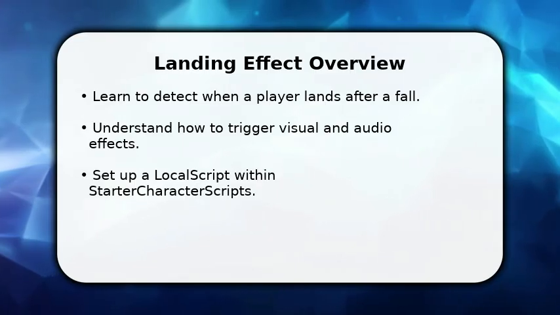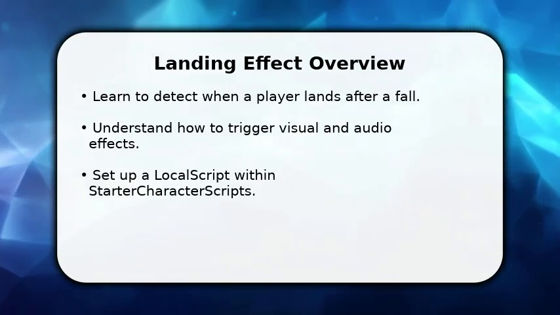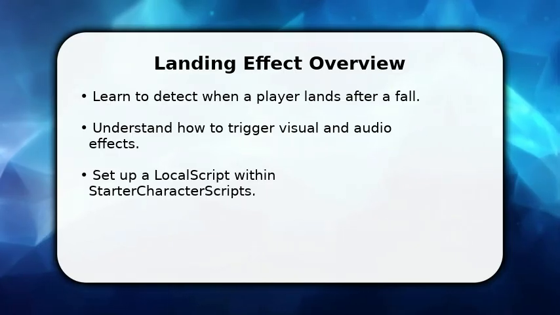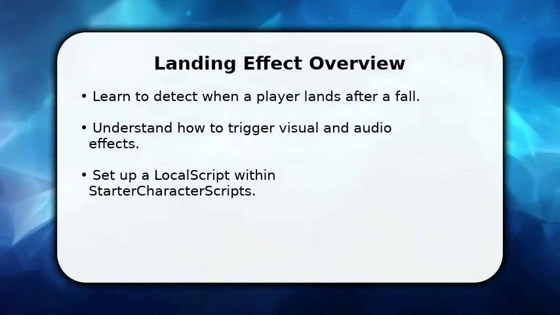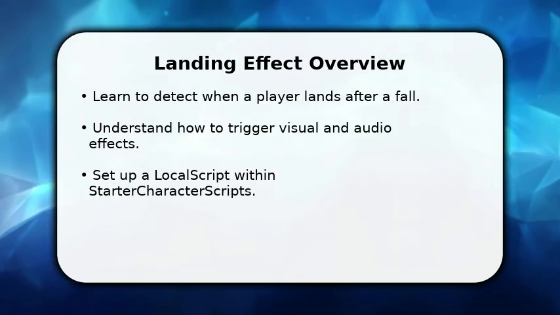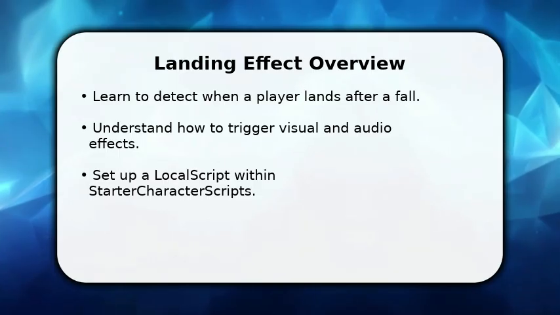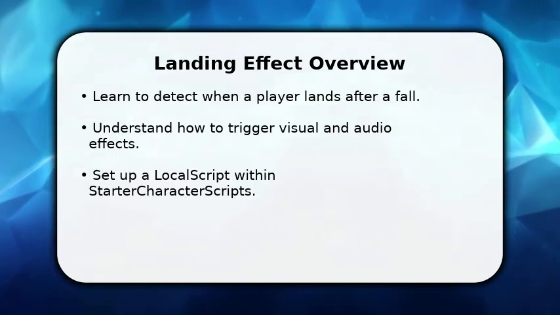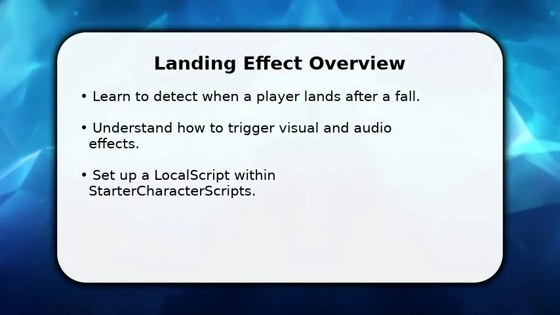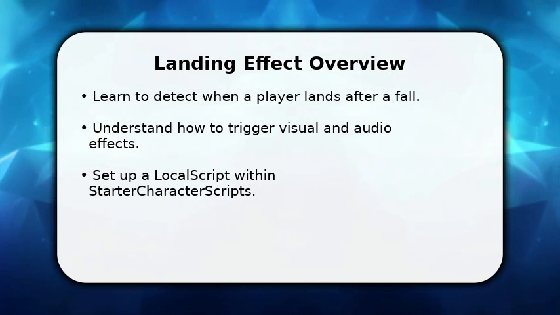Next, navigate to the Explorer window and locate Starter Player. Inside, find Starter Character Scripts and insert a new local script. This script will be the core of our landing effect, allowing us to detect player actions and trigger dynamic responses. We will also access the player's humanoid and humanoid root part for precise control.